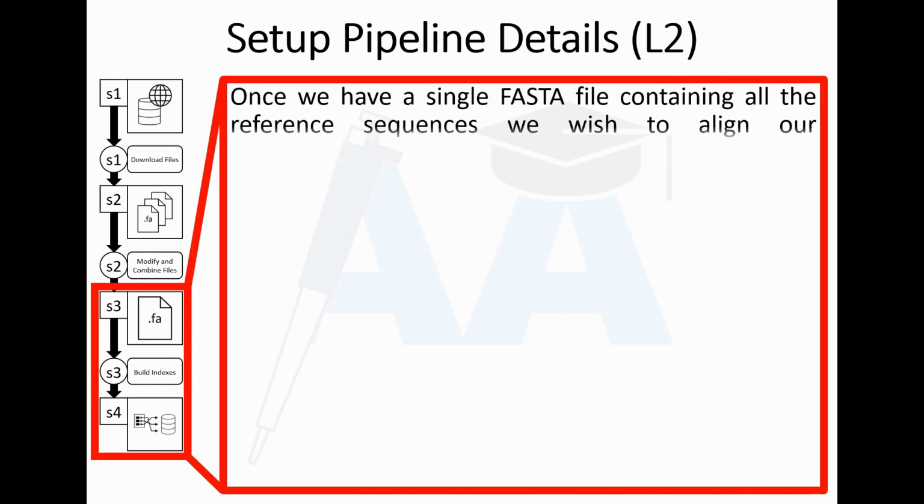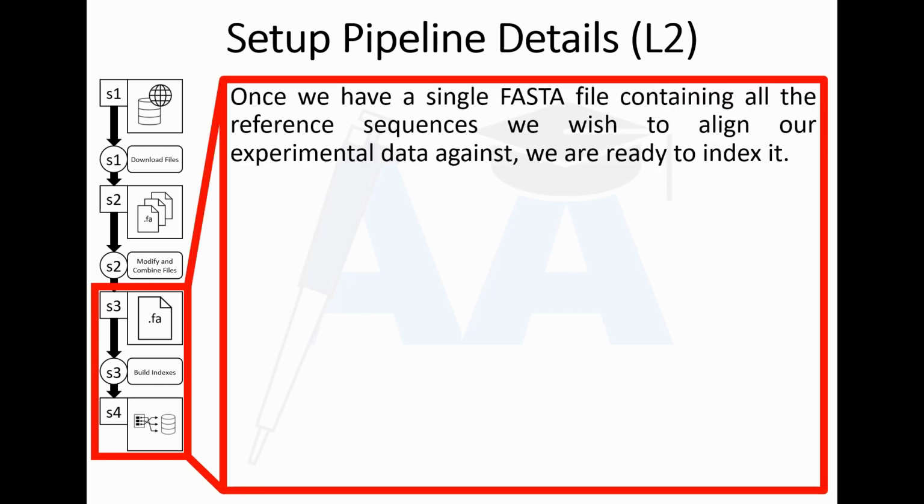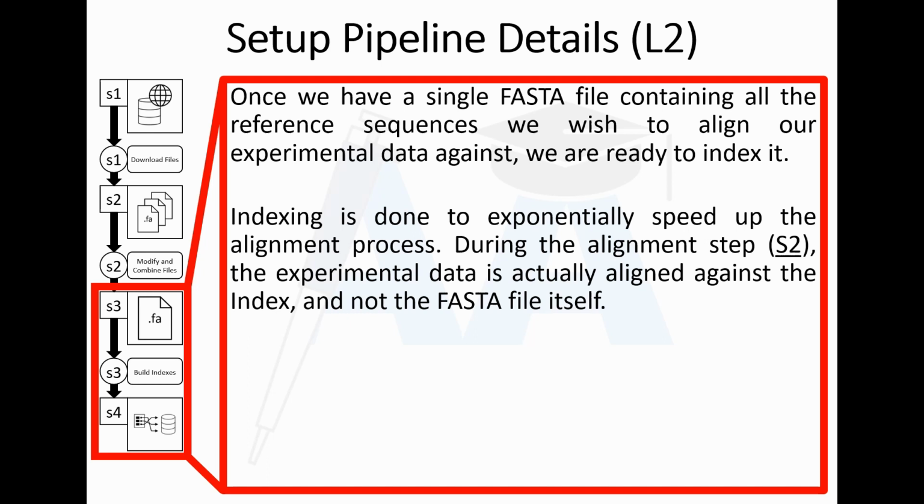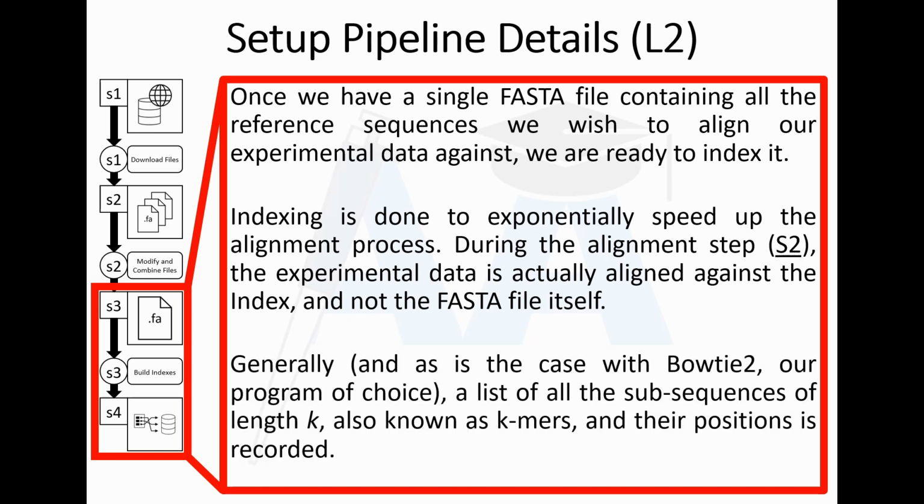Indexing is done to exponentially speed up the alignment process. This is because it is much quicker to look something up in an index than it is to trawl through the data. Therefore, the alignment step in the core pipeline actually aligns the reads against the index and not the genome FASTA file itself. How an index often works is that all subsequences of length k, also known as k-mers, as well as the positions of these subsequences, are recorded.